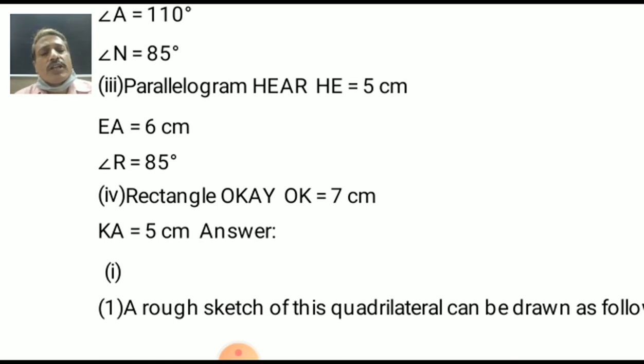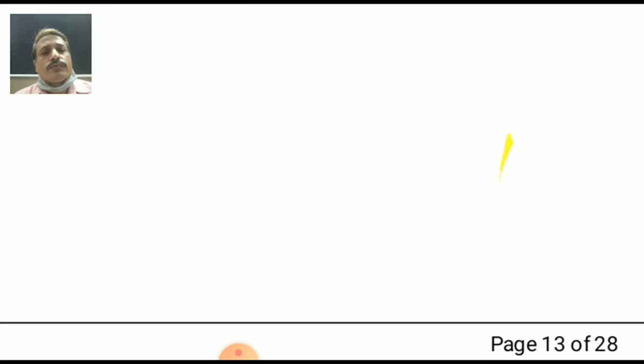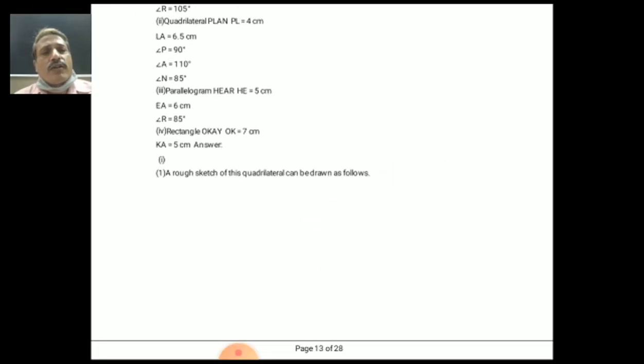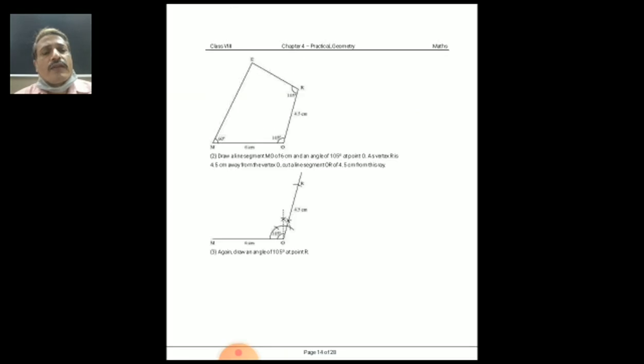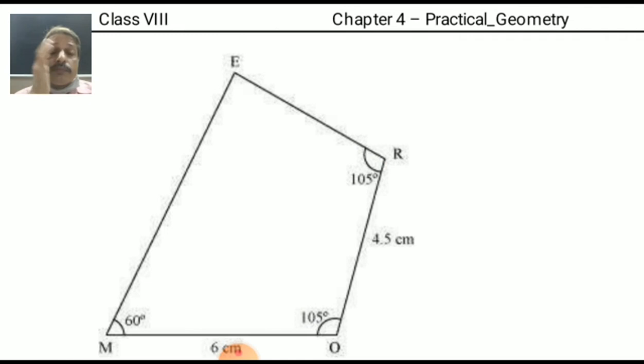A rough sketch of this quadrilateral can be drawn as follows. I already said a number of times, before starting your constructions or answers, you have to draw a rough sketch, which gives you a clear idea from where you have to start and where you have to put the angles or sides.